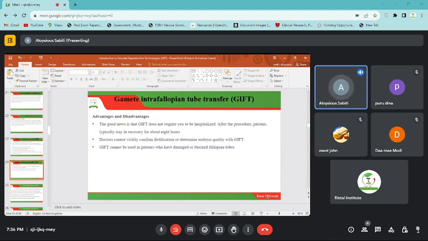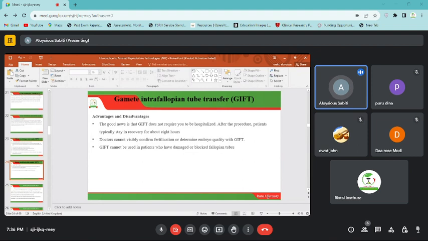One is that the good news is that GIFT does not require you to be hospitalized. After the procedure, patients typically stay in recovery for about 8 hours and then can go back to their homes. But also, doctors cannot visibly confirm fertilization or determine embryo quality with GIFT. So that is one of the disadvantages it has.